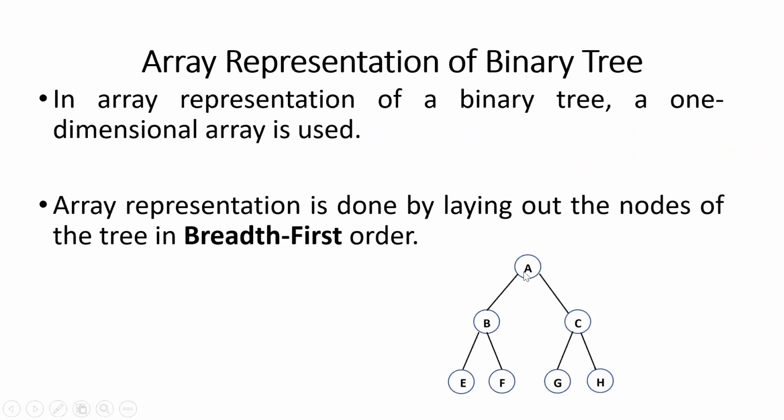Which is level 0? In level 0, how many nodes are there? Only one node, right? So level by level means in level 0, we will insert A into the array. In level 1, we have 2 nodes, so it will be B and C. In level 2, we have 4 nodes, and we will insert E, F, G, H. So this will be the order of inserting the nodes into a one-dimensional array. We insert in level by level order, which is the same as BFS order.